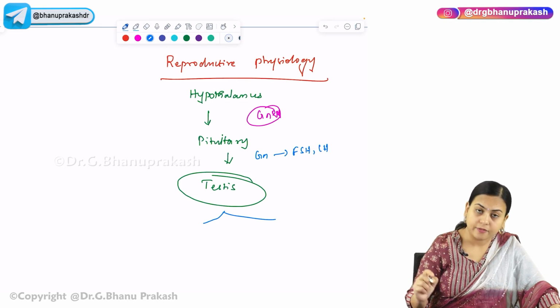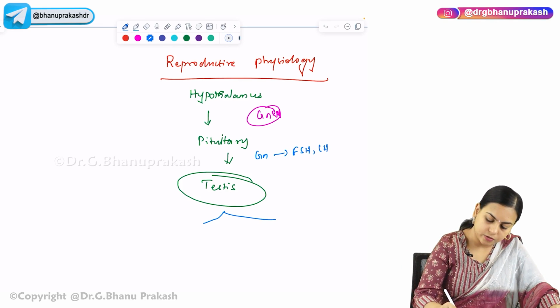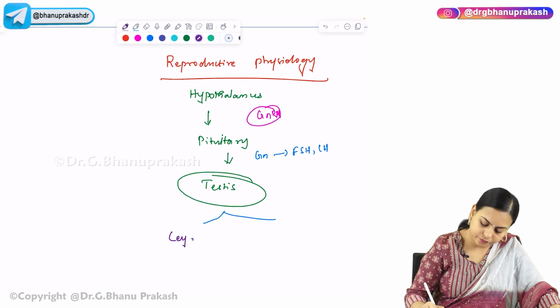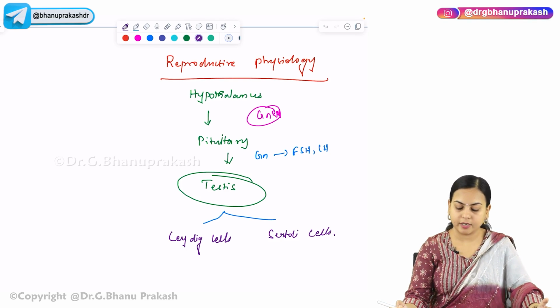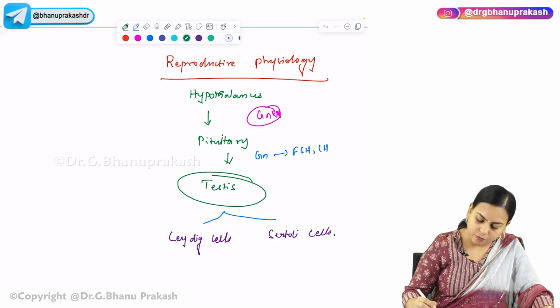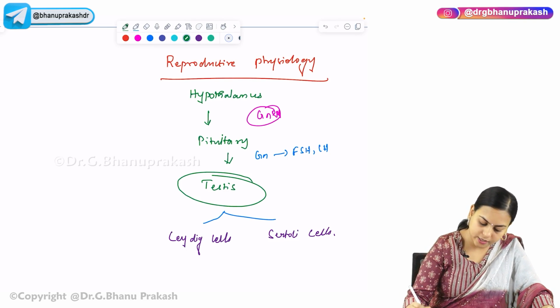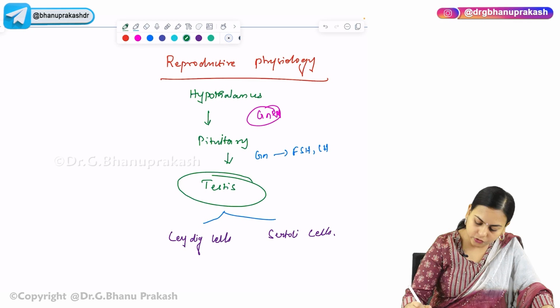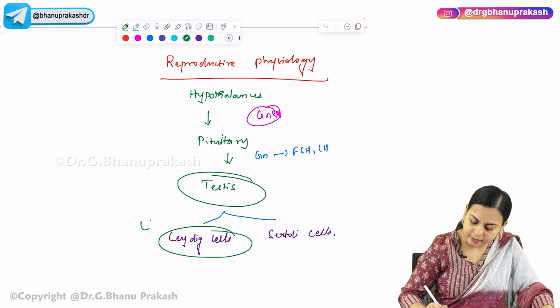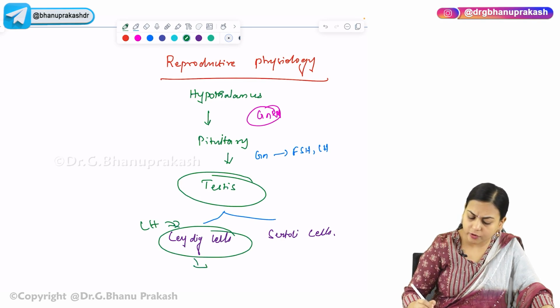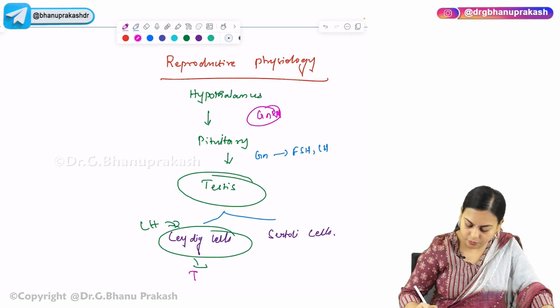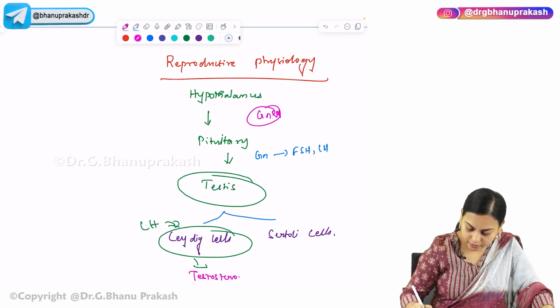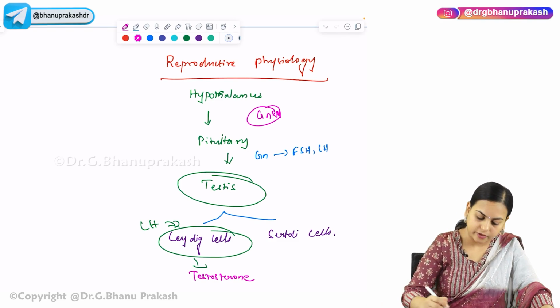In the testes we have two different types of cells, right? So what are the two different types of cells? It is the Leydig cells and Sertoli cells. Now luteinizing hormone is going to act upon the Leydig cells, and this is going to produce the hormone testosterone.